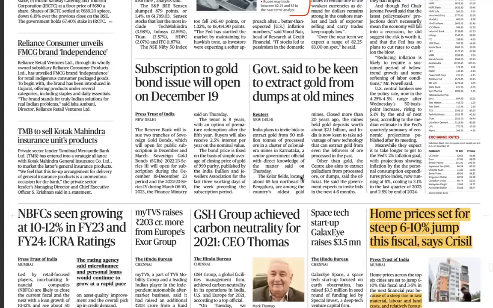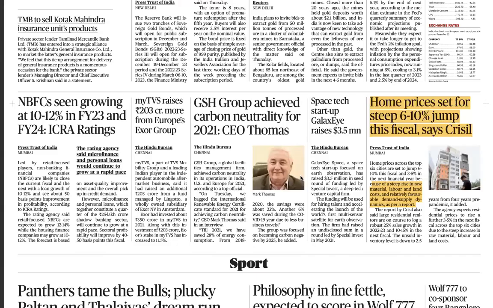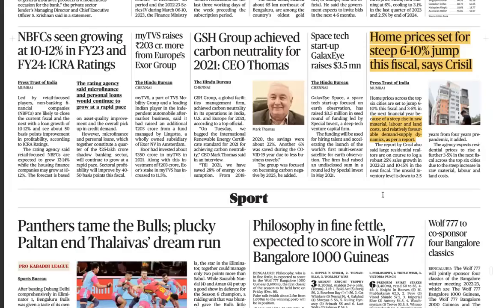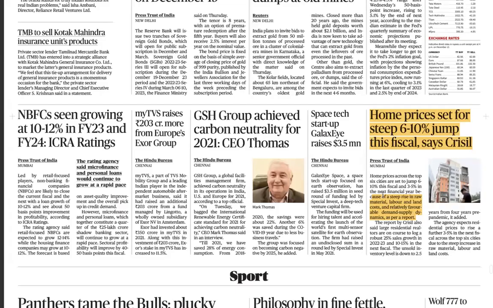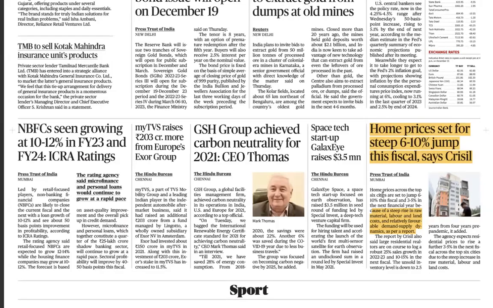These are very important for your understanding and, obviously, for your general awareness. And when we talk about home prices set for a steep 6 to 10% jump this fiscal year, this is what Crisil has to say. The factors responsible for this jump are the steep rise in raw material, labor, and land costs, and relatively favorable demand-supply dynamics also. So that is, we can say, positive news for the builders, but obviously not for the home buyers.